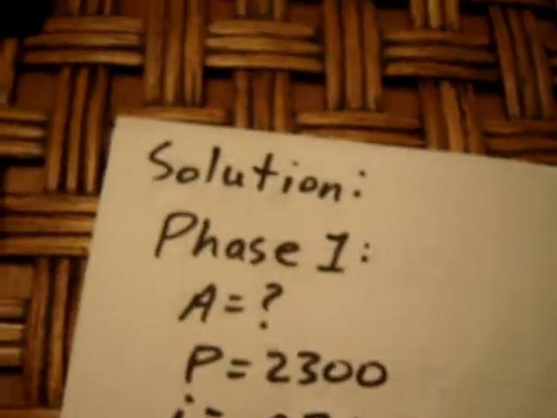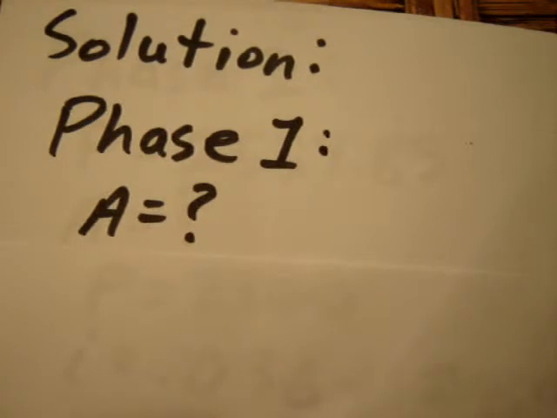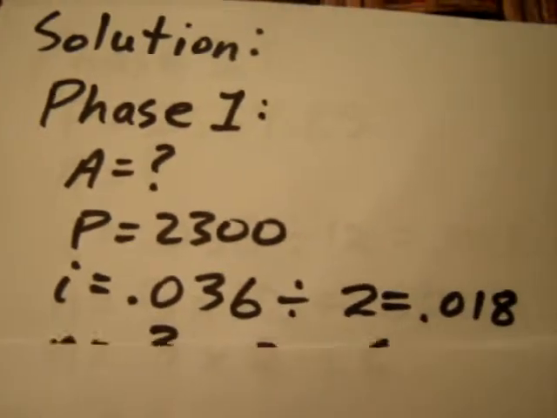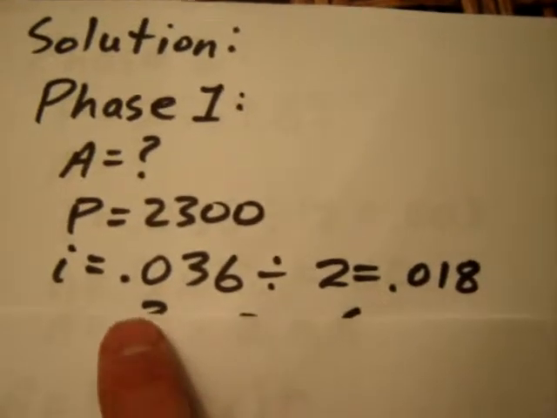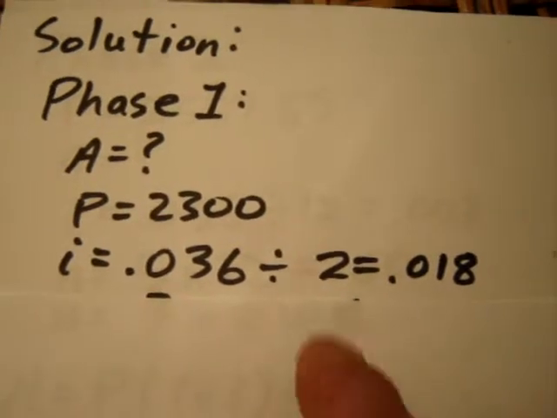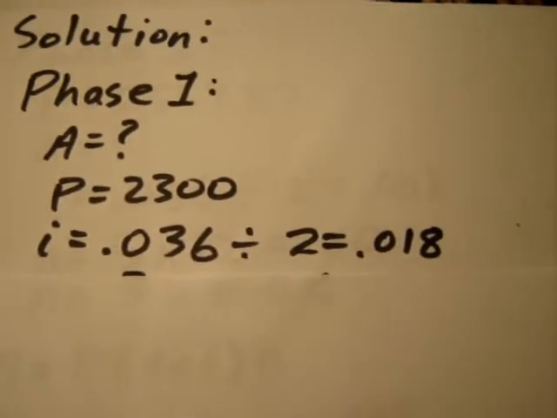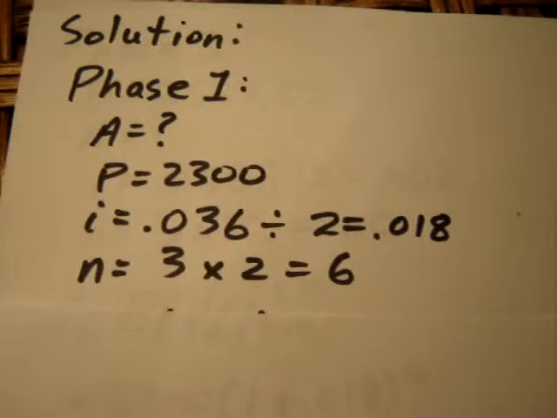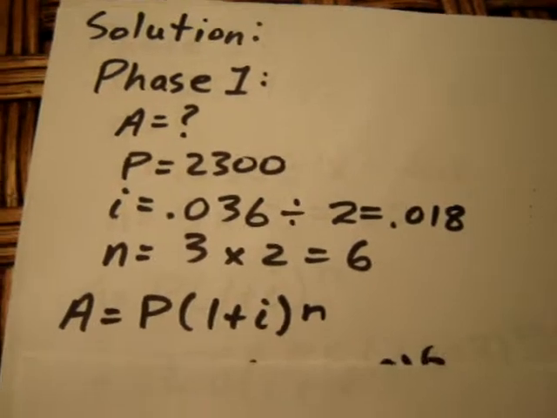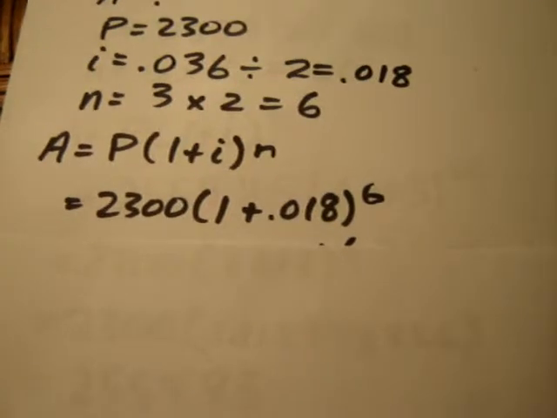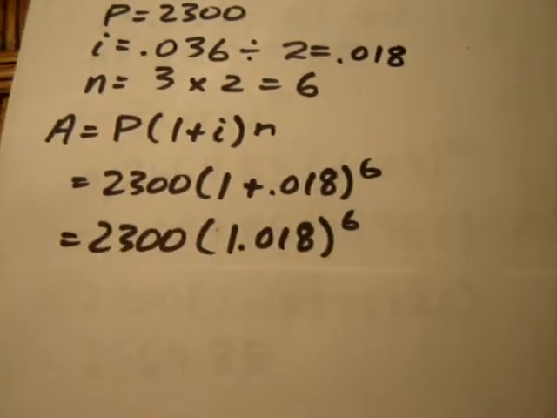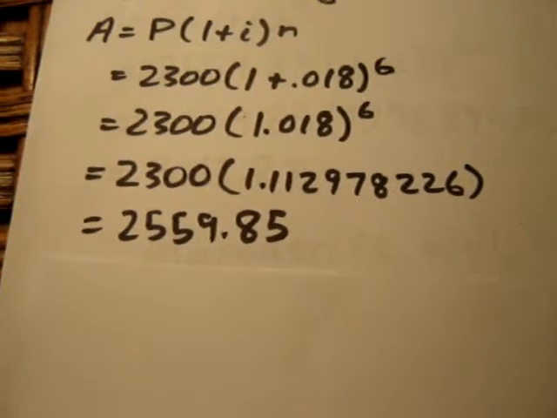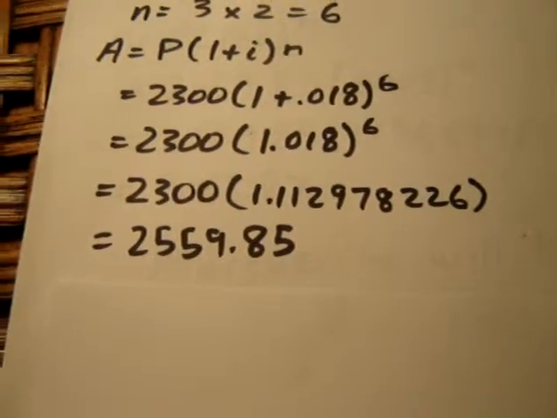So we go back to our question and we figure out phase 1. We don't know our final amount in phase 1, but we know that we began with $2,300. Her little letter i will be her annual interest rate divided by 2, because in phase 1 it's semi-annual, which is 0.018. Then little letter n will be the number of years times 2, which is 6. Phase 1 only lasts for 3 years. And so we can see that at the end of phase 1, following our normal compound interest steps, we have a total amount of $2,559.85 sitting in the bank.